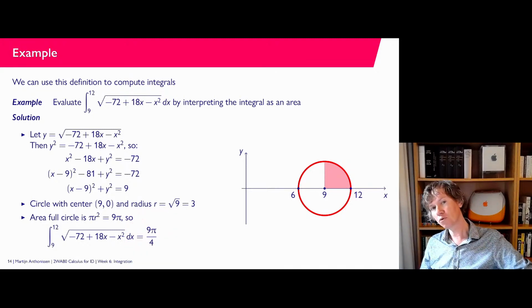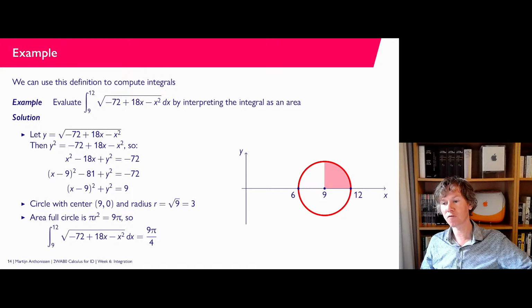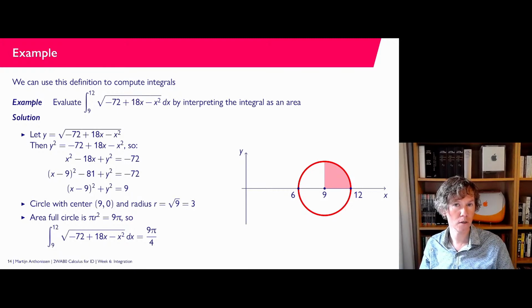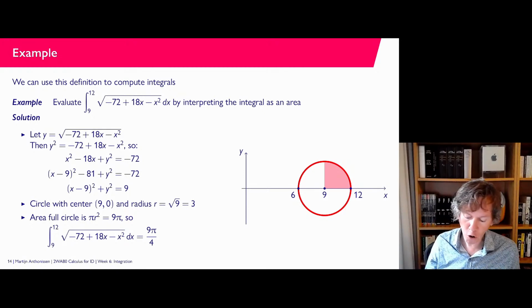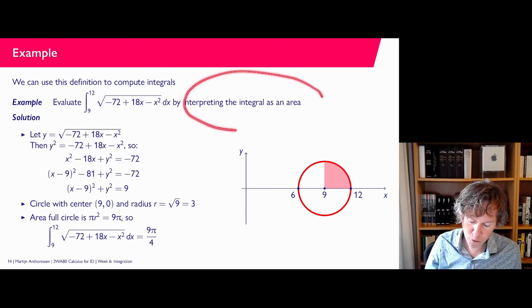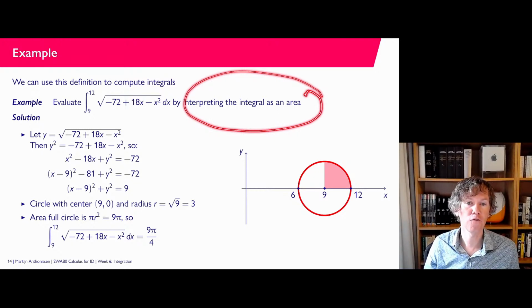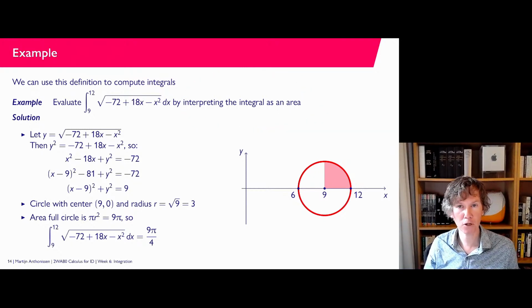So without looking for primitive functions, just by looking at what we are actually trying to compute, by trying to interpret it geometrically, you can find the value of this integral. So the code word here is interpret the integral as an area. If you see that, then make a picture. Try to understand what it looks like and what we're actually trying to compute there.